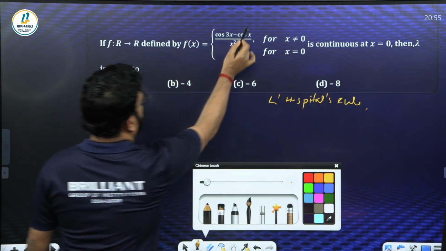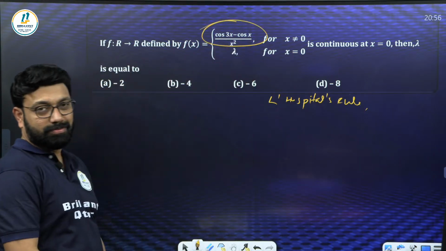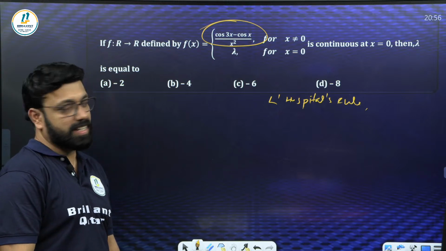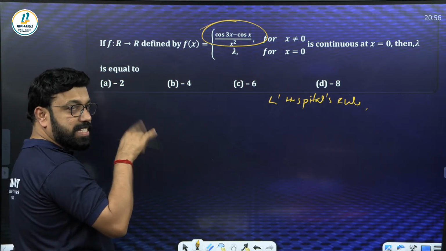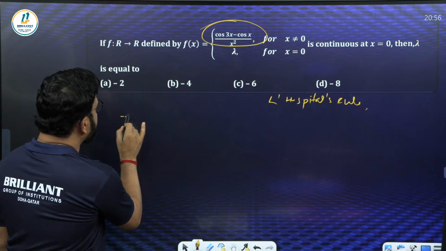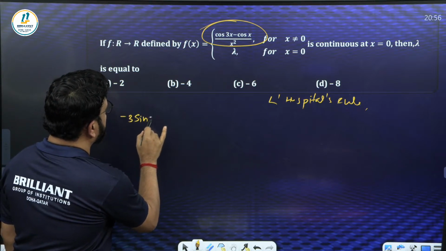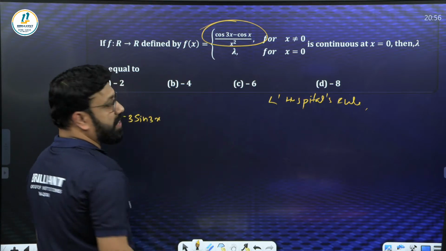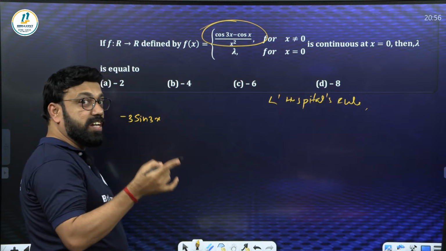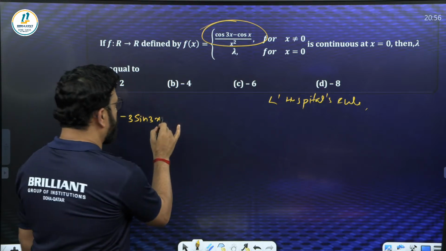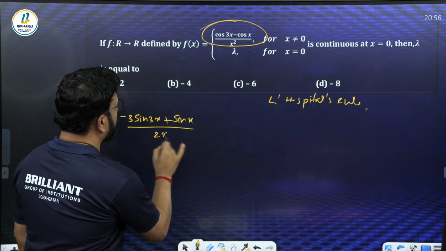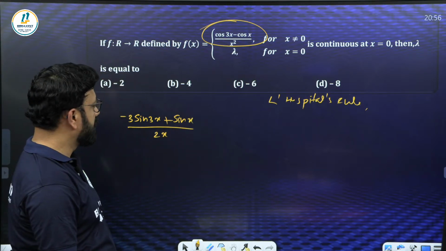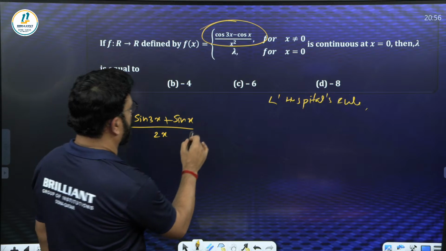Cos 3x, it's a derivative, f dash x by g dash x. Derivative of cos 3x: cos derivative is minus sin, and 3x is the chain rule, so minus 3 sin 3x. Minus cos x, derivative: minus is there, cos x derivative is minus sin x, so minus of minus plus sin x, by x square derivative 2x. I'm checking here whether the answer will come or not.